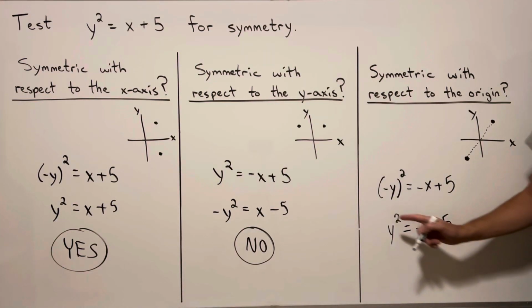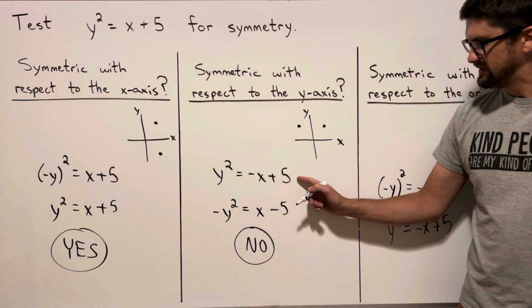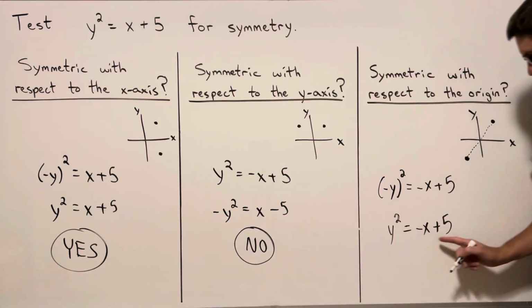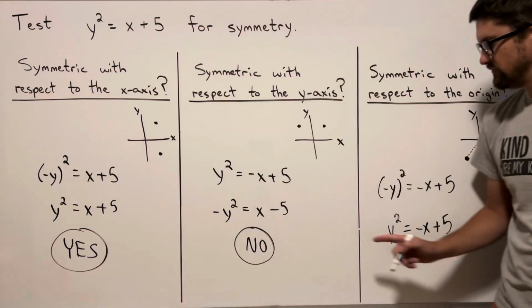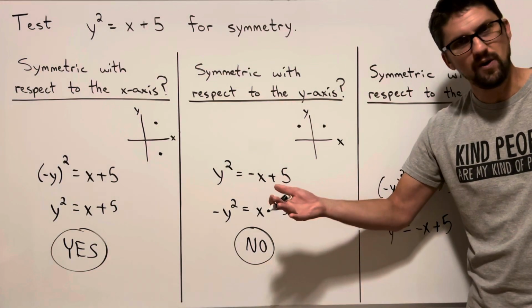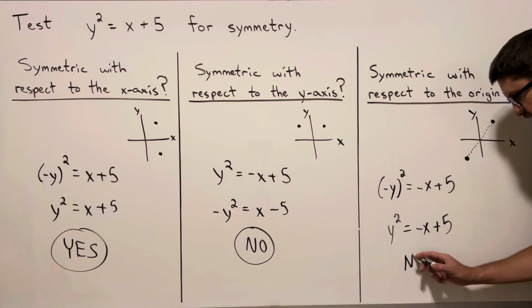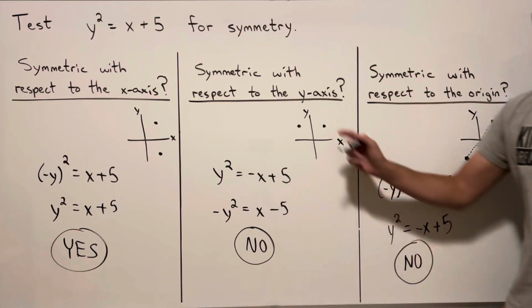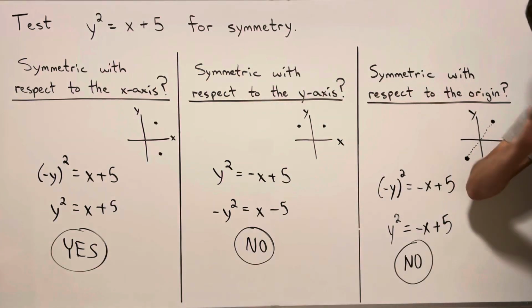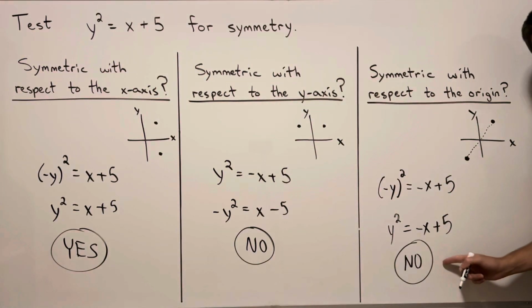And then you can see we're at the same spot as this one over here. If I try to multiply through by a negative 1, I'm just going to get this. There's no way to write it as the original equation. So this means the graph of this equation is not going to be symmetric with respect to the origin.